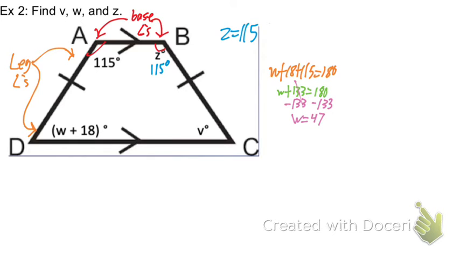Kenny. Just supplementary. Angles D and C should not be supplementary. Let's go to Dylan. They're congruent. Why do we know they're congruent? Because it's an isosceles trapezoid, and they're a pair of base angles.